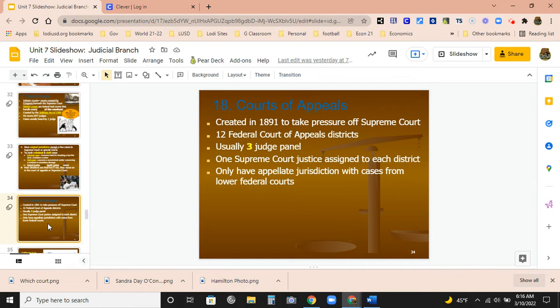These are created in 1891, so about 100 years after the country was around, to take pressure off the Supreme Court and probably to a lesser degree the district courts. There's 12 federal courts of appeal districts. Usually it's a three-judge panel, and there's one Supreme Court justice assigned to each district. They only have appellate jurisdiction with cases from lower federal courts.